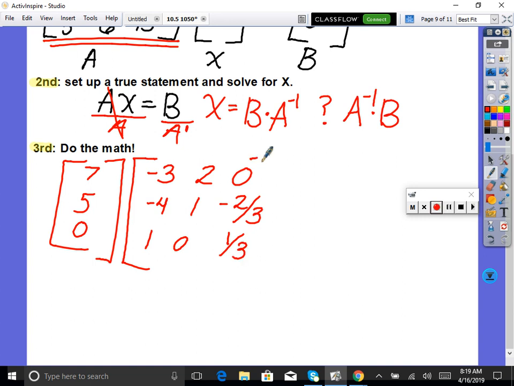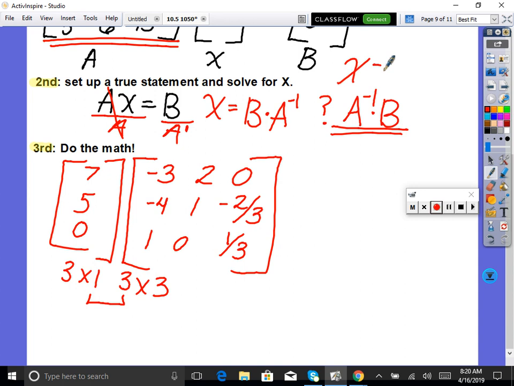Perfect. Let's see if we can do B times A inverse. This is B, this is A inverse. So this is a 3 by 1, isn't it? 3 rows, 1 column. This is a 3 by 3. Do you guys see how the insides don't match up? So we've got to instead do A inverse times B, because then we'll be fine. So our algebra needs to be this one. Just remember that X will always be A inverse times B.